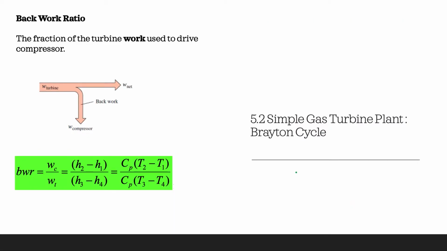Next, we go to the definition of back work ratio. What is back work ratio? Back work ratio is the fraction of turbine work used to drive the compressor. So the power that has been produced by the turbine, some of it is used to drive the compressor. So if someone asks you what is the back work ratio, this is your answer.